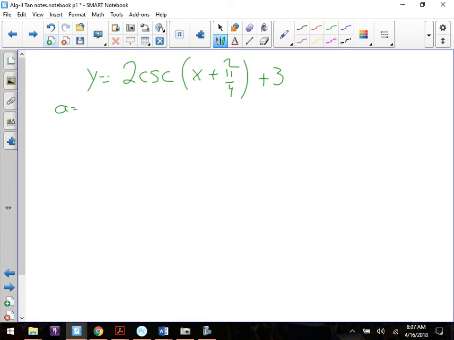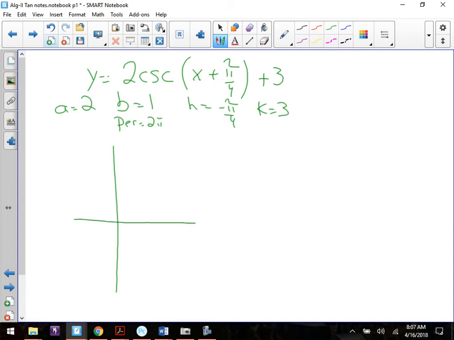So we have an A of 2, a B of 1, an H of -pi/4, and a K of 3, which gives me a period of 2 pi. All right? With a period of 2 pi and an H value of -pi/4, I'm just going to have to move my graph, extend it to the left a little bit, and maybe move it up some.